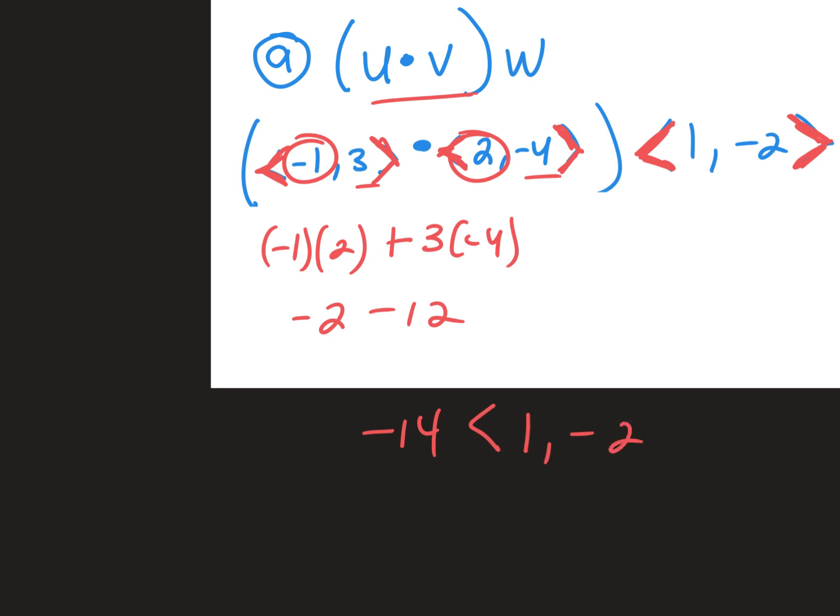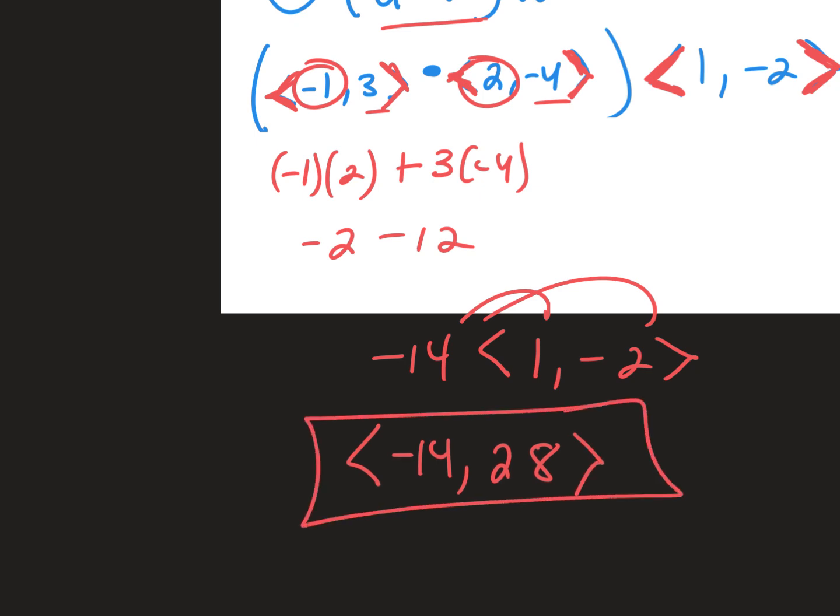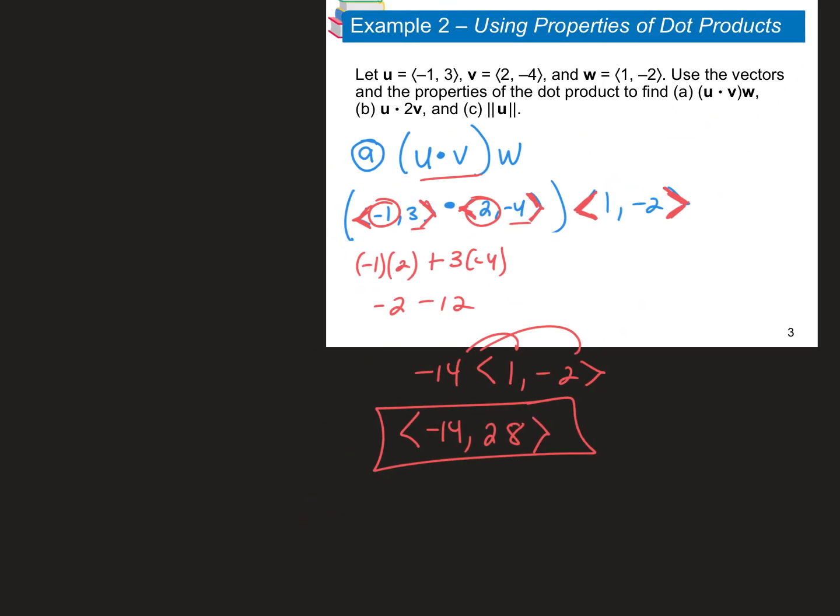The hardest part here, guys, is just not messing up signs. There's nothing in here you guys can't handle. Nothing. It's just a matter of taking your time. So now we take negative 14 and we distribute. So what's negative 14 times 1? Negative 14. And then negative 14 times negative 2. Positive 28. And look at my notation. It's a vector. So you have to have your pointies.